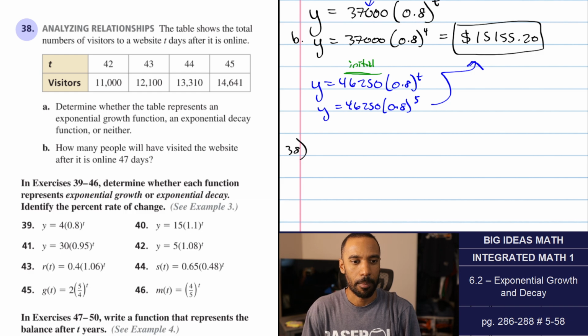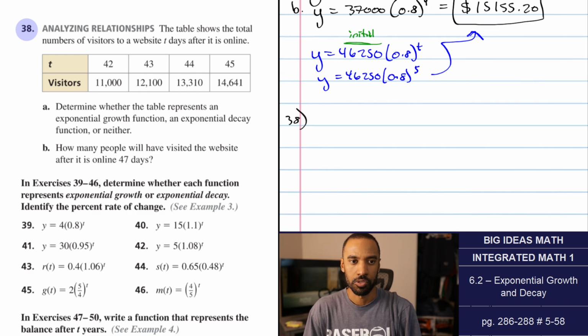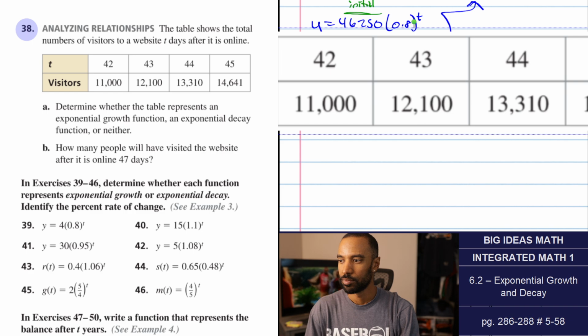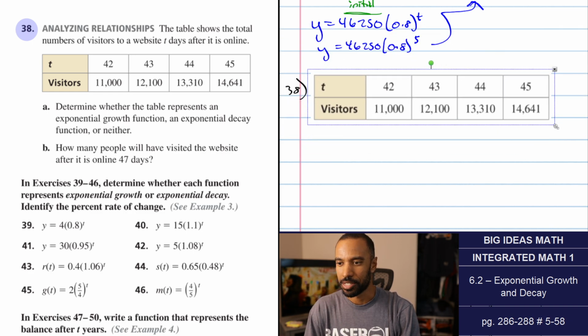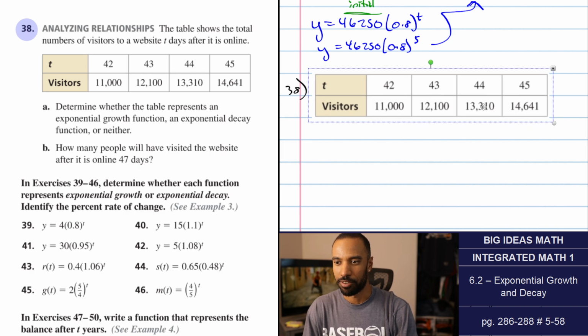Determine whether the table represents an exponential growth function, a decay function, or neither. Well, it doesn't look linear. I'm going to say that. So I'm hoping it's still one of those functions. In this case, probably a growth function. Because if it's not, and it's not linear, then I don't know what to tell you. I won't be able to figure out that answer in a very easy way.